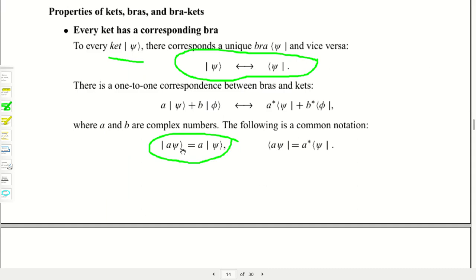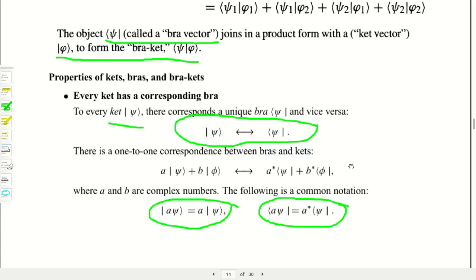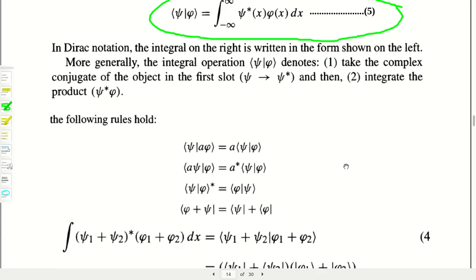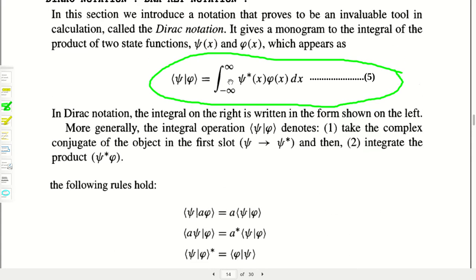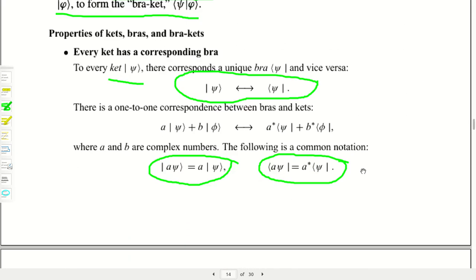A psi is equal to A out of psi, but in the bra, if A is there, then it comes outside the bra, but as a complex number. As I have told, it is written in this equation, you can understand by this relation also, using this integration formula.